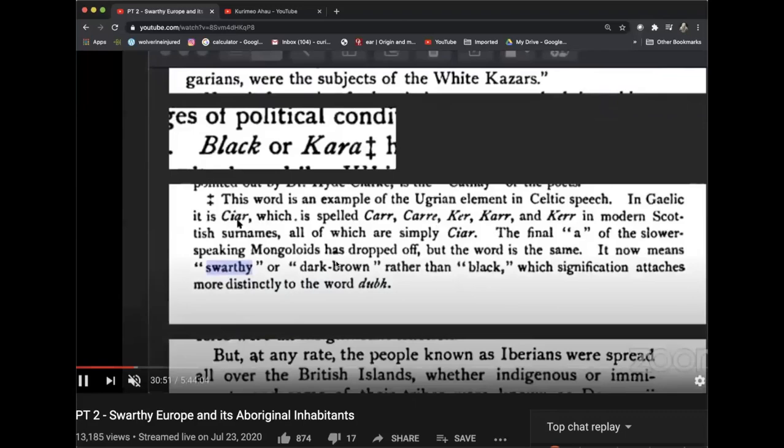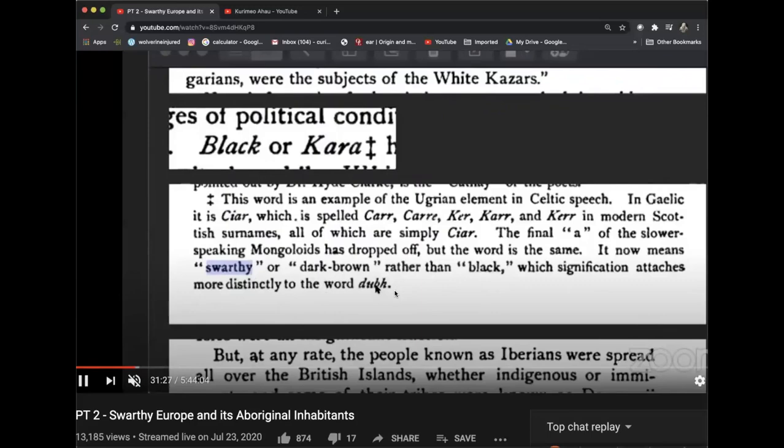Again, swarthy means dark brown rather than black. There ain't nobody black. It means dark brown. Ain't no black person the color of a crayon. It means dark brown, which signification attaches more distinctly to the word dub. Dublin. Dub means what? Dark brown. Dub is dark brown, that's what it means.